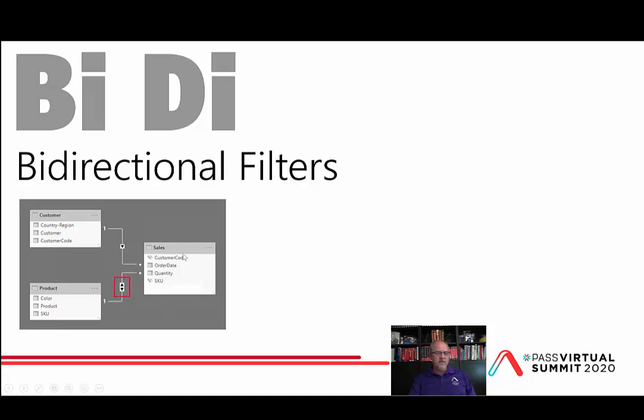Naturally, it does not flow from sales to product. Therefore, if I want to select a customer and see their products bridged through this sales table, I would either need to have a bidirectional filter, or I would have to write a DAX-based measure that figures that out. And I'm going to show you an example.